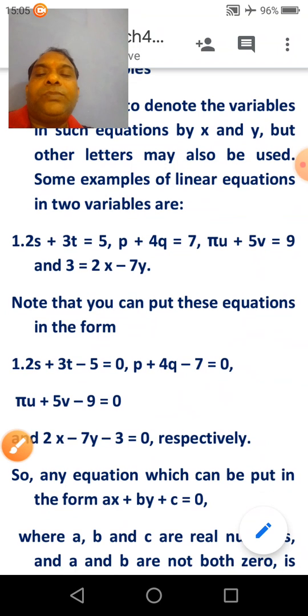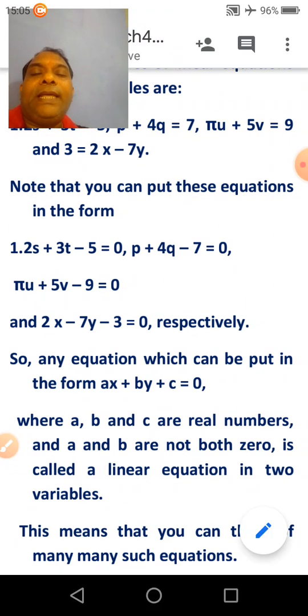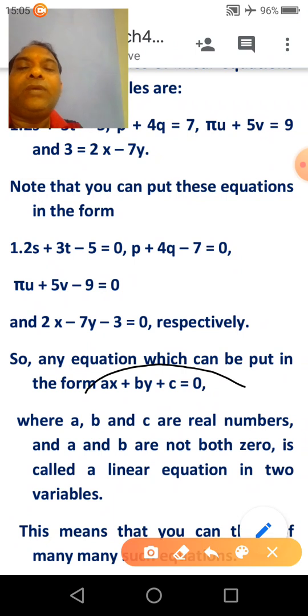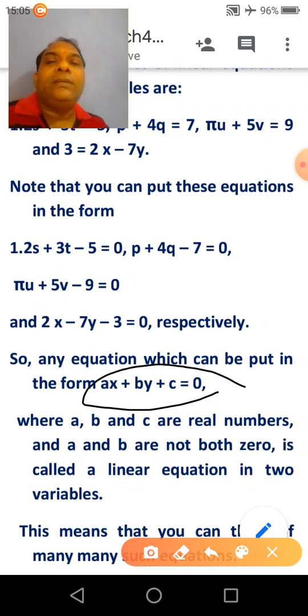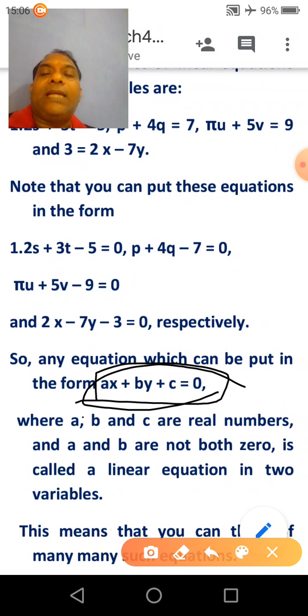Now, any equation which can be put in the form of ax plus by is equal to c, means an equation in two variables, you can write in the form of ax plus by plus c is equal to 0, where x and y are variables, a, b and c are real numbers and a and b are not both zeros, is called a linear equation in two variables. Clear?